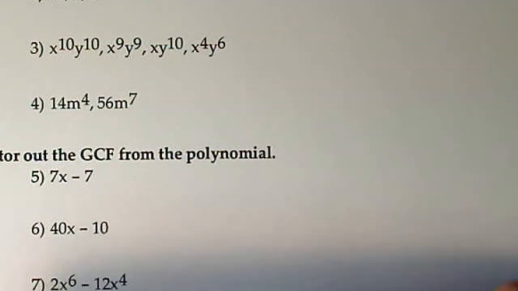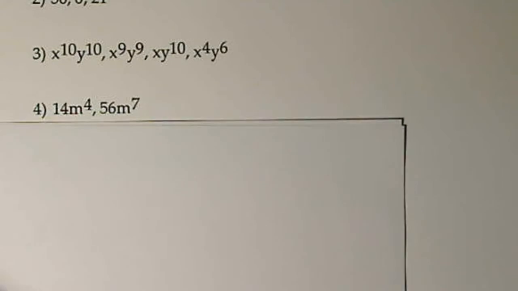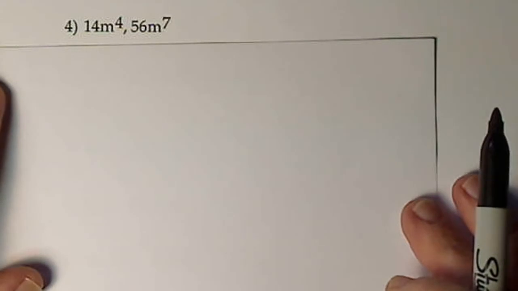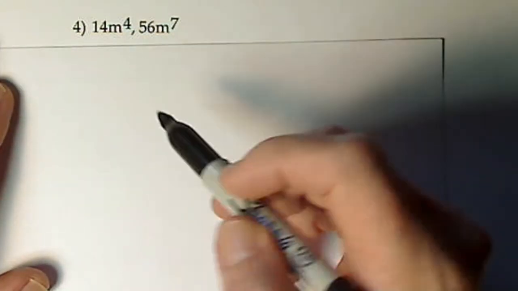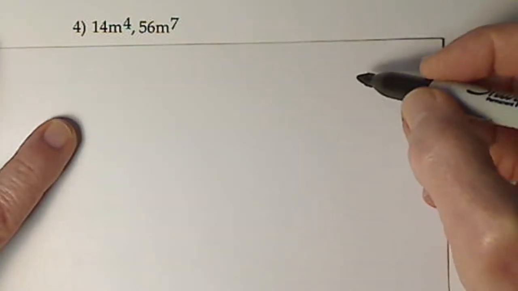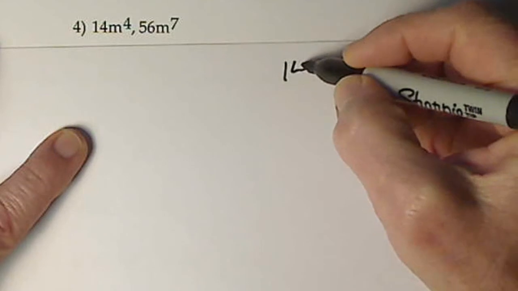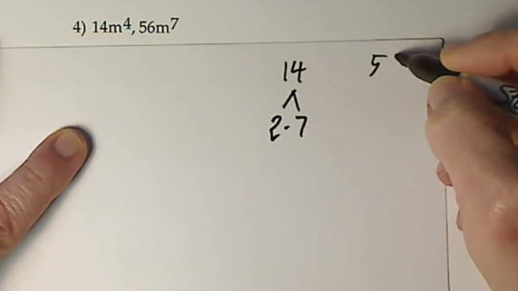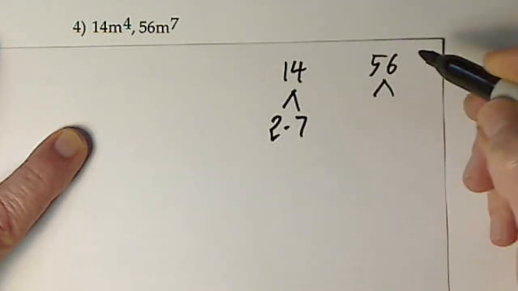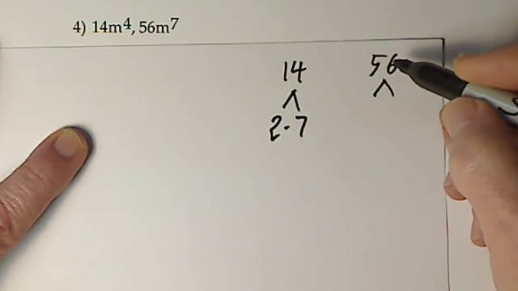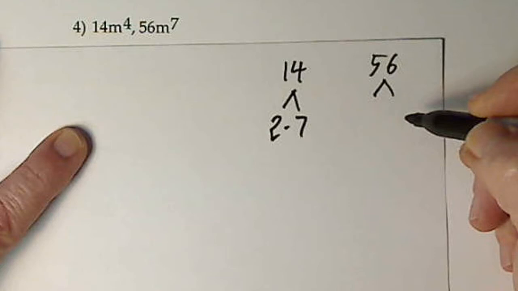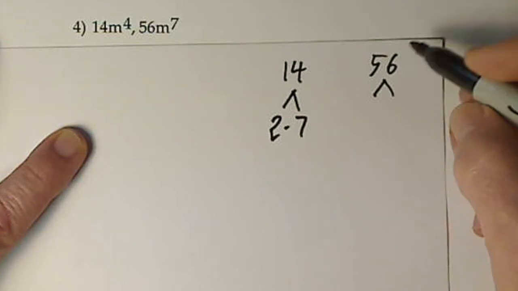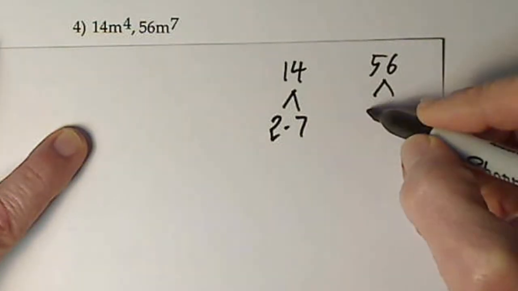Let's see, number 4. Looking at these. Looking at the 14 and the 56, it might not occur to you that the GCF is 14. So if it doesn't jump off the page at you, just go ahead and look at your 14. The prime factorization is 2 times 7. Look at your 56. I don't know what might occur to you. As long as something times something is 56, you're on the right track. I'll notice that 7 times 8 is 56.